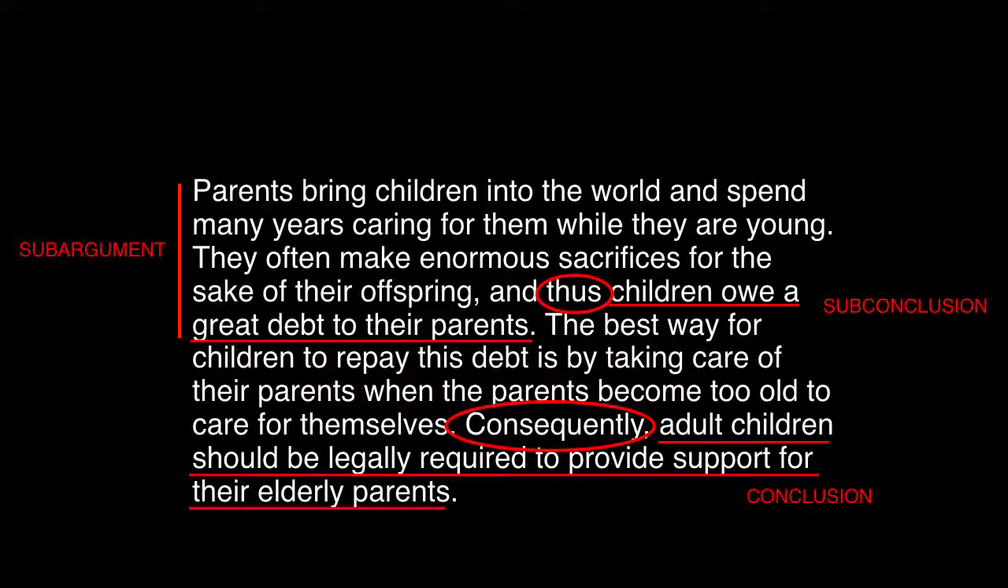We call this mini argument a subargument to distinguish it from the larger argument of which it's a part, and we call its conclusion a subconclusion to distinguish it from the ultimate conclusion of the argument as a whole. When you're analyzing a complex argument like this one, it's important to identify all the subarguments it contains. There might be only one subargument, as in this example, but in other cases there might be more than one. In fact, arguers sometimes give subarguments to support each of the premises they want to use in their main argument.